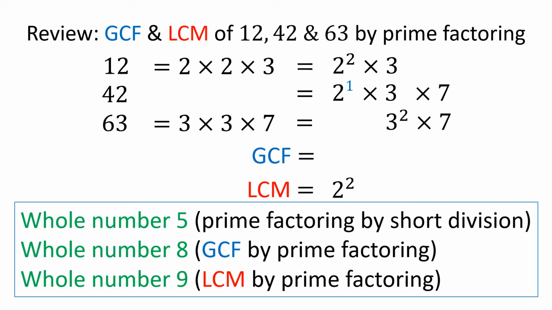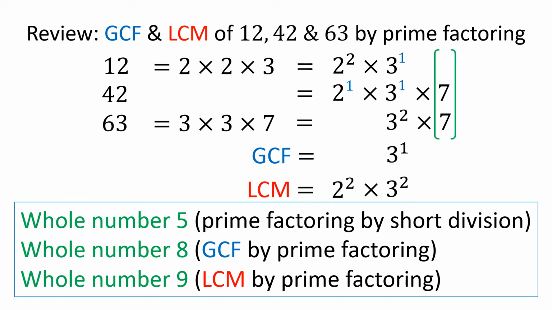We now move to prime number 3. Both 12 and 42 have 3, and we can place 1 in the exponent. And 63 has 3 squared. We choose the smaller exponent, which is 1, for GCF. So 3 to the power of 1 is for GCF. And we choose the largest exponent, which is 2, for LCM. So 3 squared is for LCM.